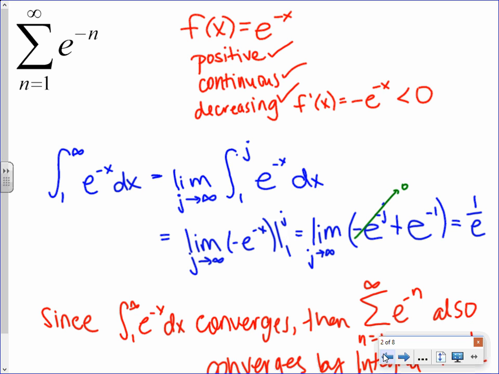Okay. So the nth term test looks at the sequence only. It takes the limit as it approaches infinity of the sequence. Well, the limit of that sequence is 0, which means the nth term test tells us nothing, and we had to use a different test to determine convergence. Same thing is going to be true here.